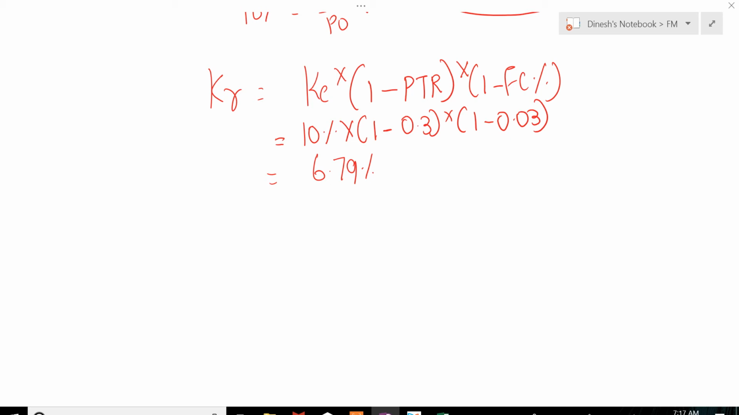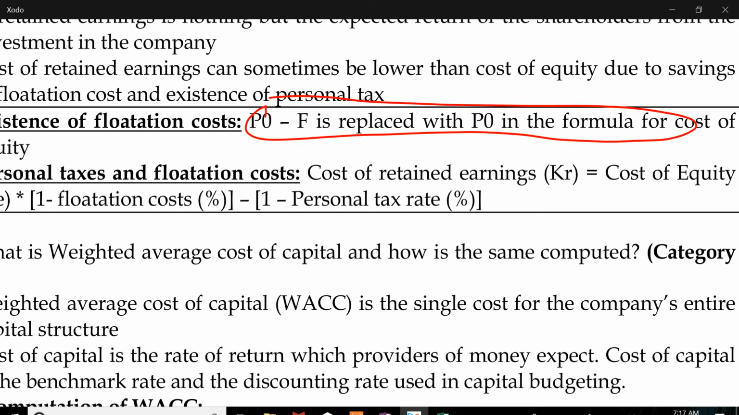Clear? Any doubts on this? It's not interest after tax, it will be preference dividend. Clear? All other rules remain same. If the problem does not give information, issue will happen at par. Redemption will happen at par.